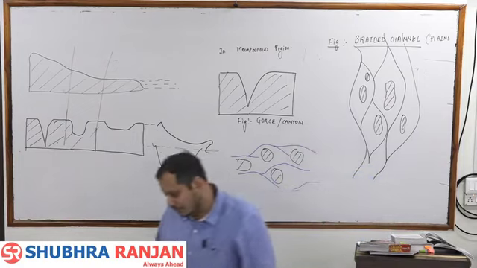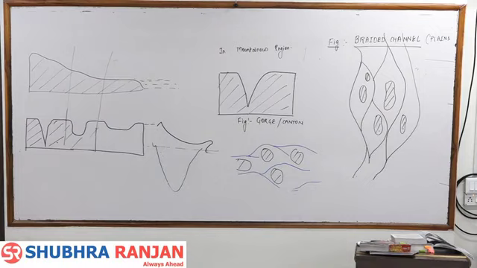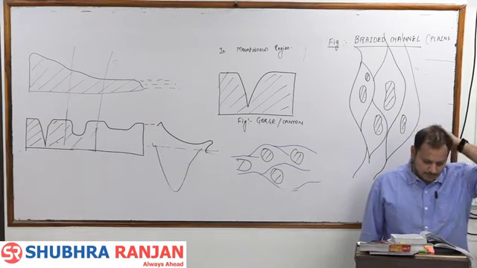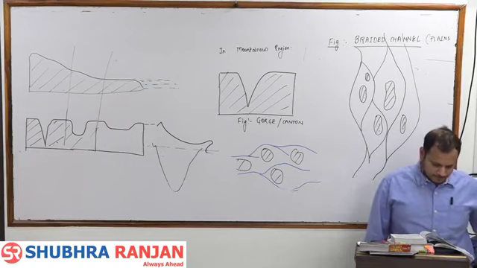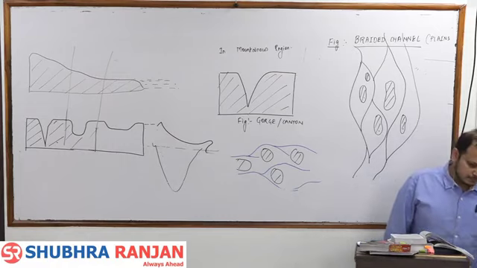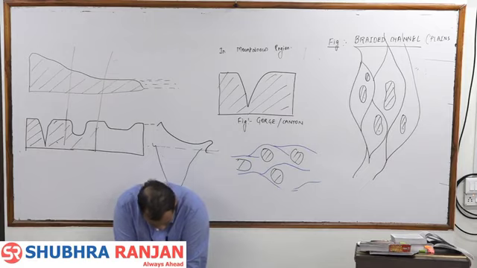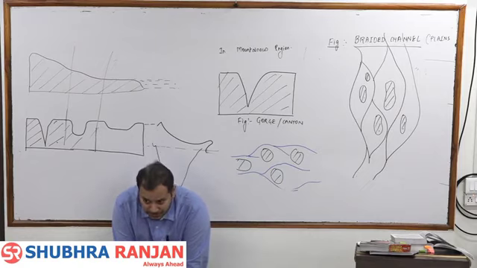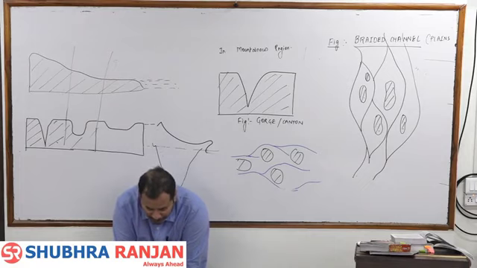So, endogenetic processes will increase the height of the landforms, to build up mountains and valleys, and the exogenetic processes will destroy these landforms to form featureless plains: no features, no mountains, no valleys, featureless plains.